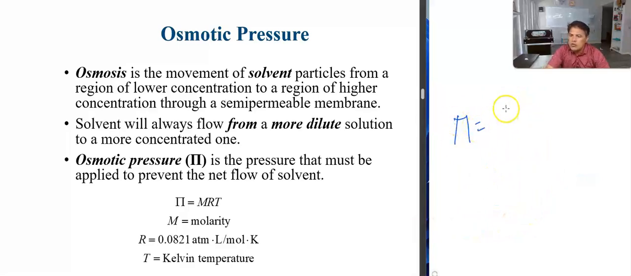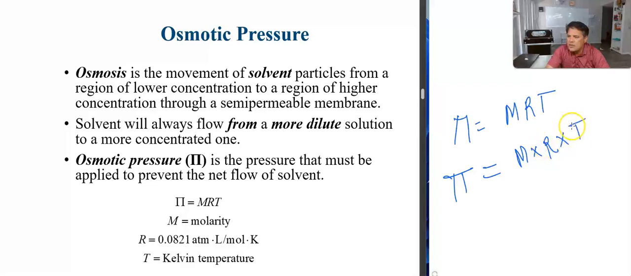Osmotic pressure is equal to MRT. Remember that in the previous 2 cases, it was molality, not molarity. In this case, it is molarity. In osmotic pressure, pi, or the capital P, is equal to molarity times gas constant times temperature.